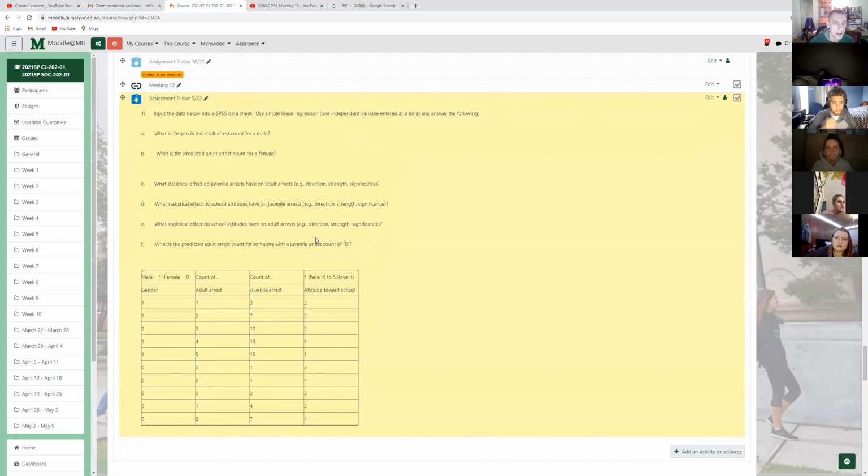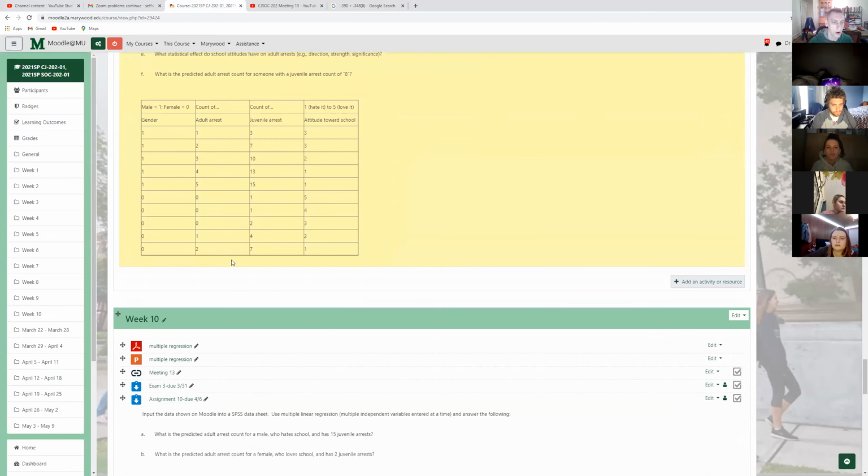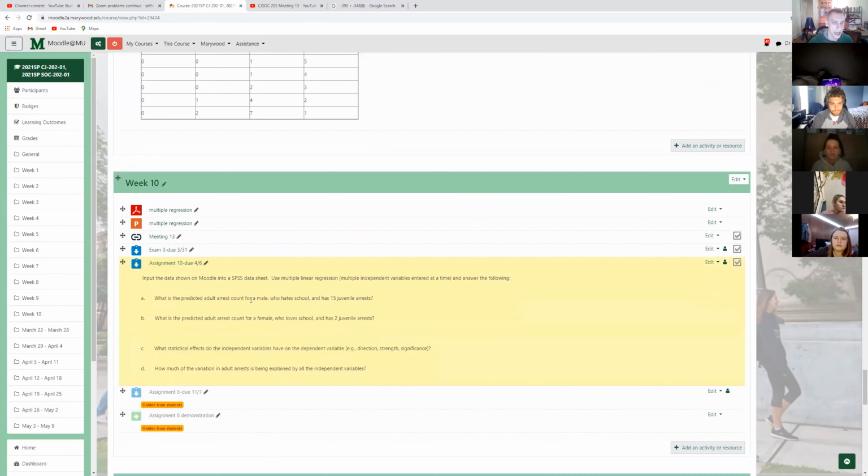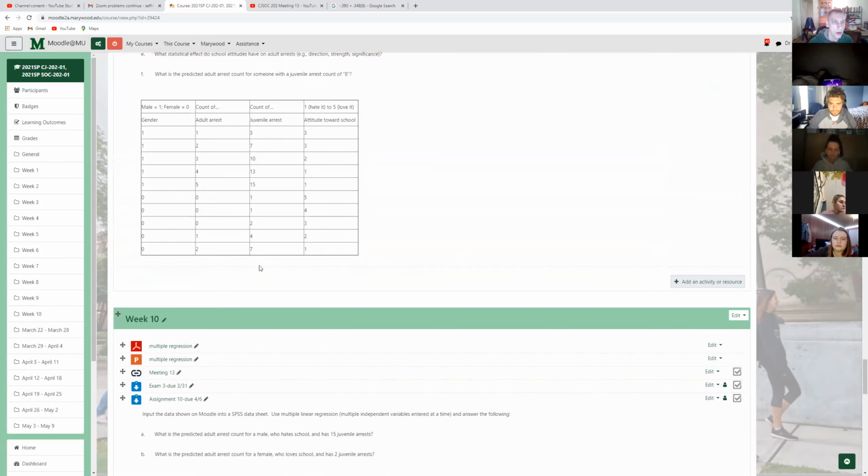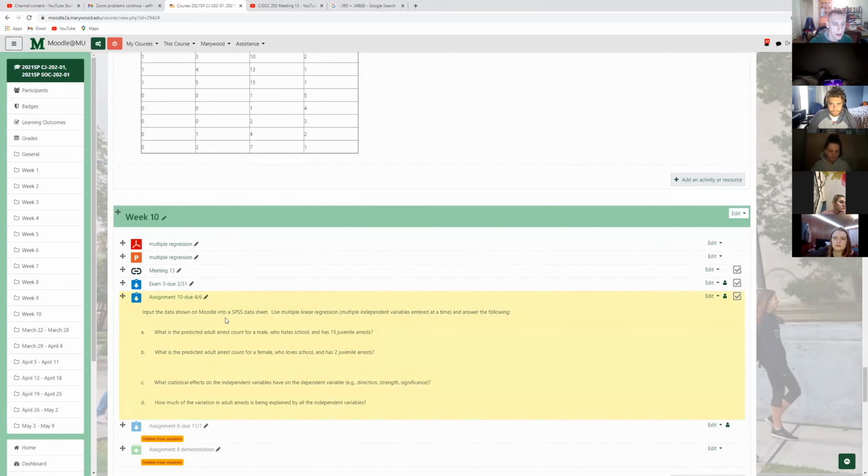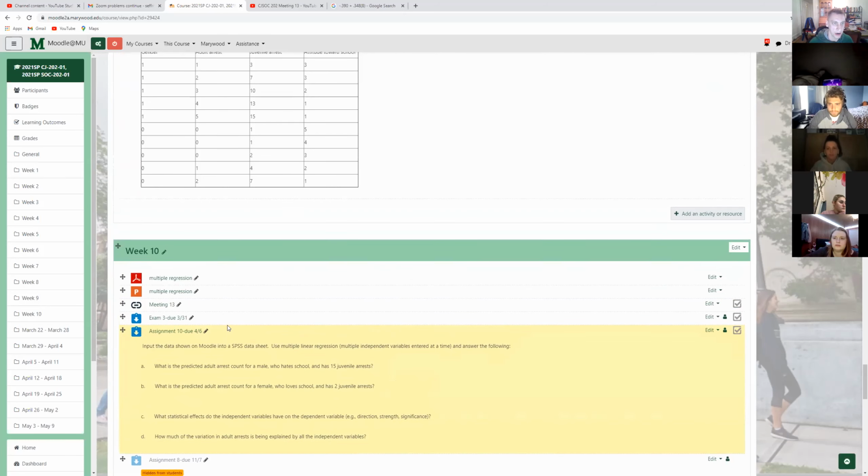But I'm looking at the Moodle data here, and this is what you were to use for this first homework. It also is what you're supposed to use for the second homework that's not due until the 6th of April, where we are going to be entering in all of these variables at once, using adult arrest as the dependent variable for the multiple regression homework assignment here.